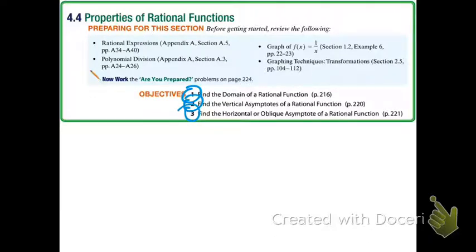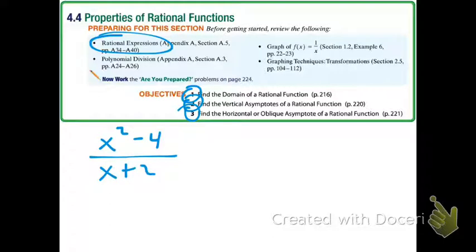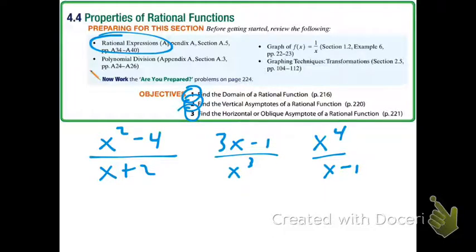But before we start that, I want to talk a little bit about rational expressions and what we've learned in the past. We've seen rational expressions in the form of, let's say, x squared minus 4 over x plus 2, and you factor the numerator and cancel. You've seen these different kinds of rational expressions: 3x minus 1 over x cubed, or x to the fourth over x minus 1. So these are all examples of rational expressions where you have a polynomial divided by a polynomial. We'll get into the definition of a rational function here in a minute.